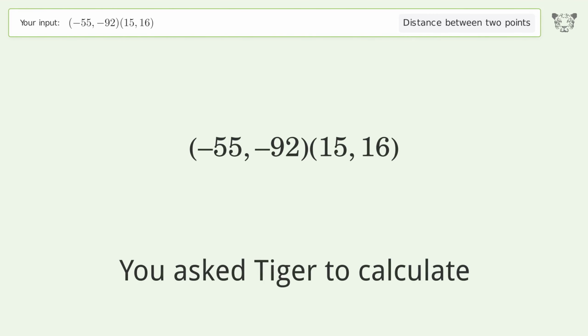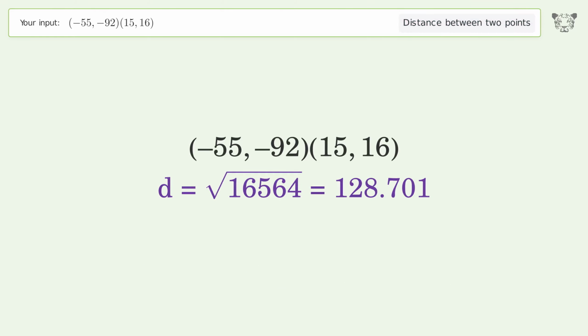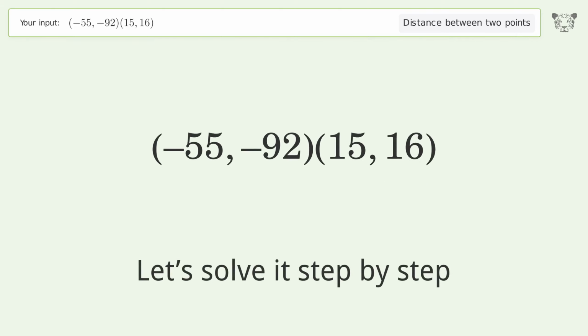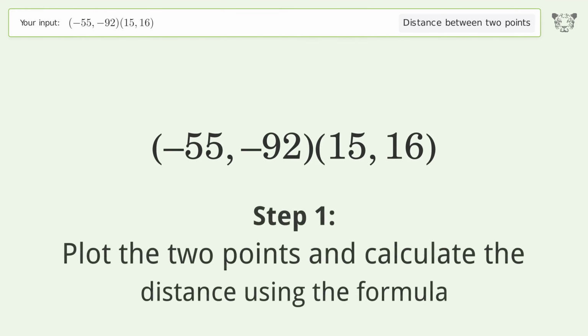You ask Tiger to calculate. This deals with the distance between 2 points. The distance between the 2 points is the square root of 16,564, or 128.701. Let's solve it step by step. Plot the 2 points and calculate the distance using the formula.